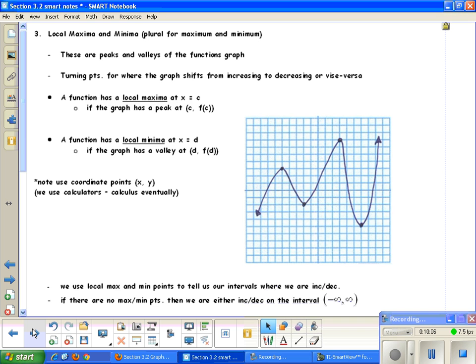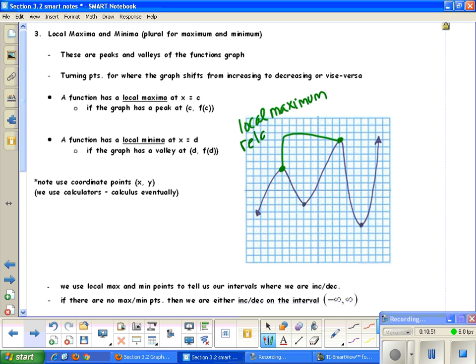For the next part, we're talking about local maxima and minima, which is just plural for maximum and minimum. These are the peaks and valleys of the graph of the function. They're the turning points where the graph shifts from increasing to decreasing, or vice versa, as I said before. A function has a local maximum if that point, so here and here, has every point surrounding it lower than that point. Notice that the points to the left or right of those green dots that I just put there are lower than that point, so these are the peaks, or what we call local maxima.